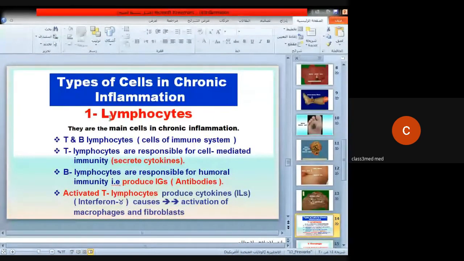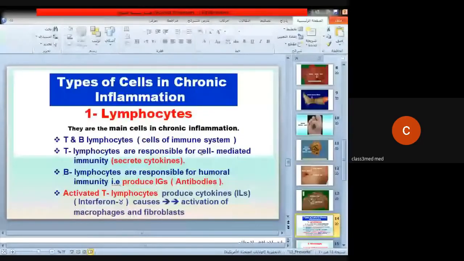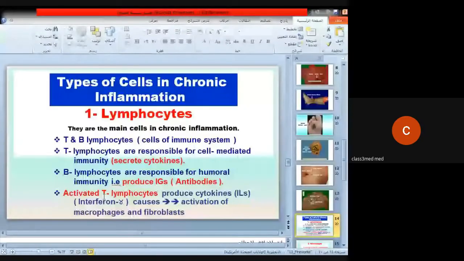T lymphocyte is responsible for cell-mediated immunity and secretes cytokines. When activated, T cell is responsible for cell-mediated immunity, which is a type 4 hypersensitivity reaction. And activated T cells produce cytokines, which are very important in chronic inflammation and cause destruction of tissue. B lymphocytes, as you know, are responsible for humoral immunity, meaning production of antibodies, which are immunoglobulins.